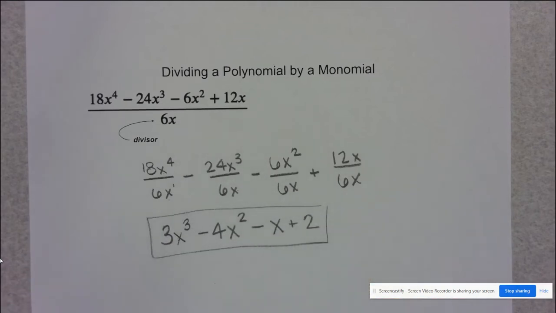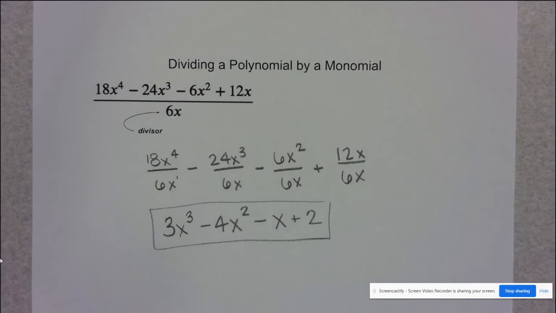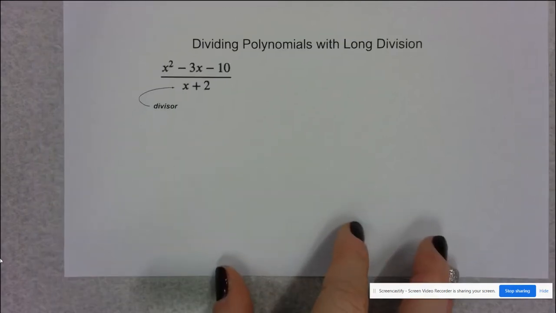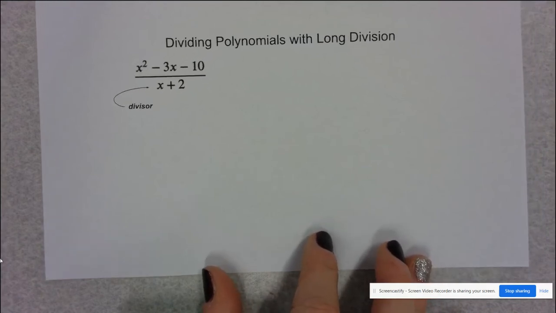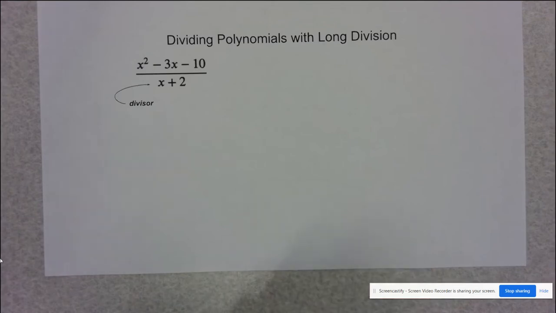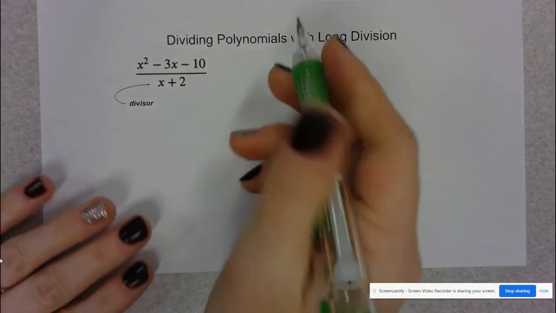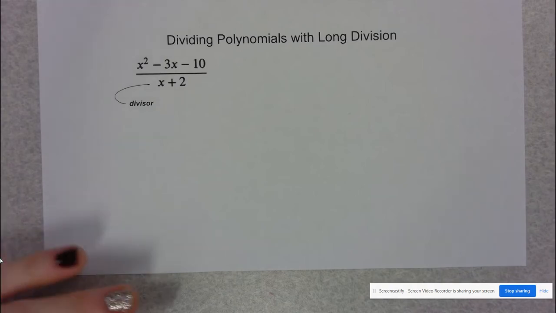Now, those are special cases. Remember, that's if there's only one term or a monomial in the denominator. That will not always be the case, because I could have questions like this. Now, this is where we have to use what we know about long division to move forward. So we're going to do this problem together. I'm going to then give you the steps, and then we'll do some more examples together.